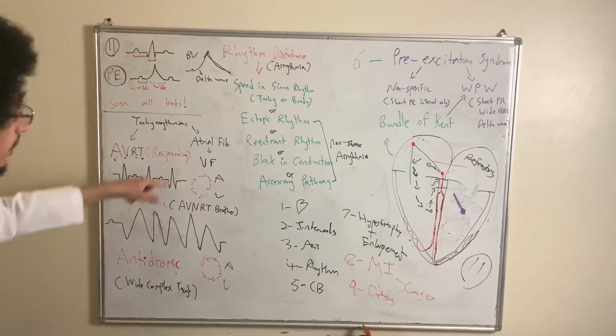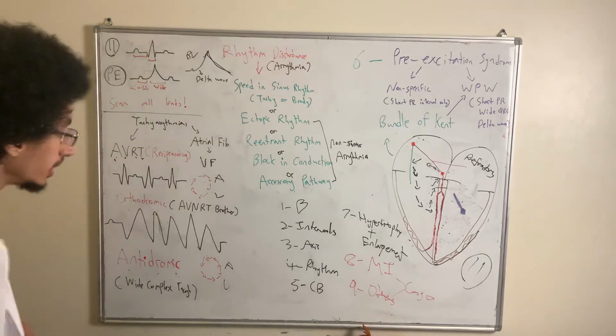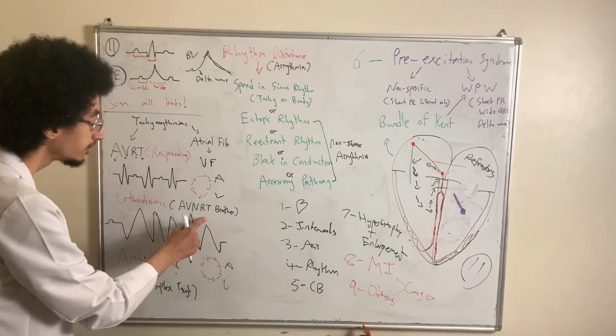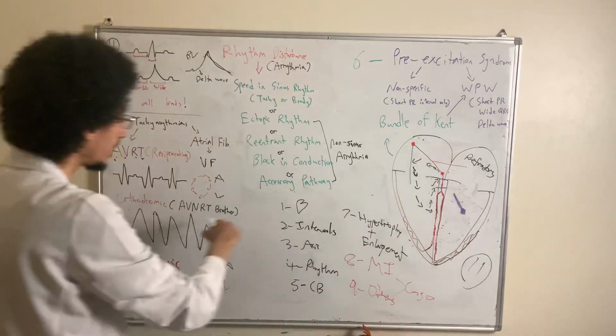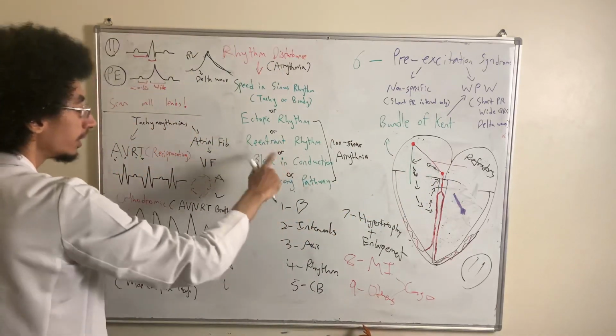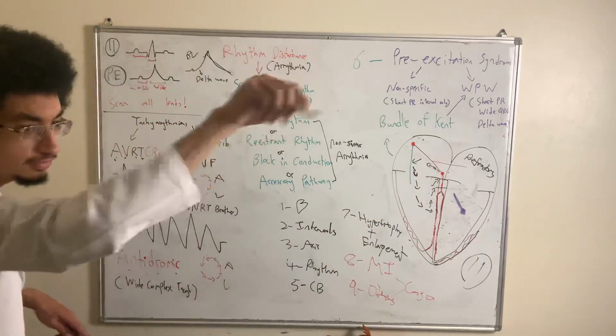But the origin here is different. In AVNRT, the reason for AVNRT is because we had a reentrant rhythm. We had a reentrant rhythm in the AV node.